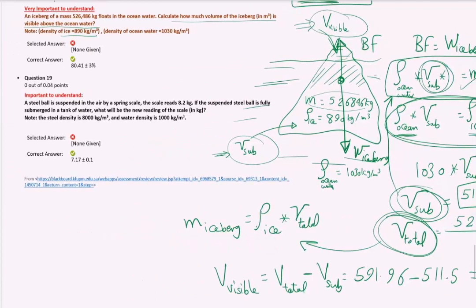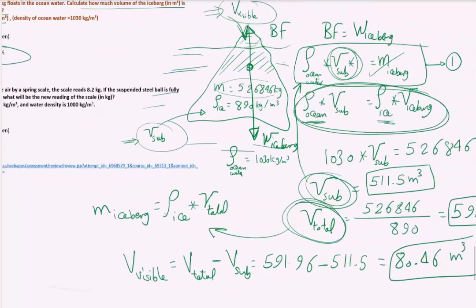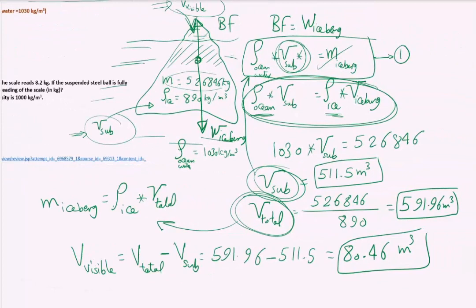Okay, which is the right answer here, 80.41. So as you can see here, the total volume is 591, but the visible is only 80 cubic meter. Like most of the volume is submerged under the water. So the sailors and the ships need to take care of the icebergs. It's very dangerous.